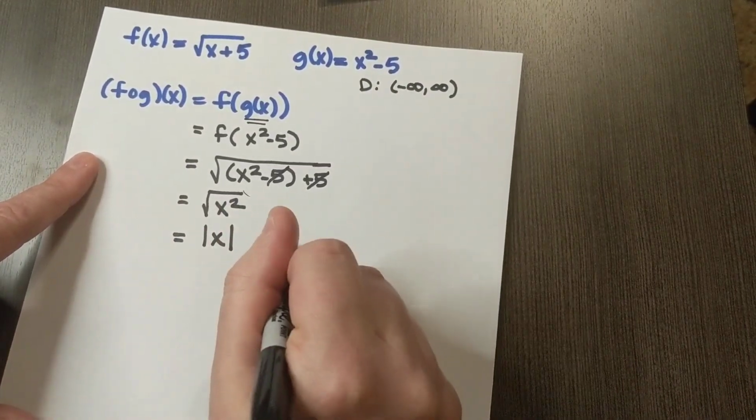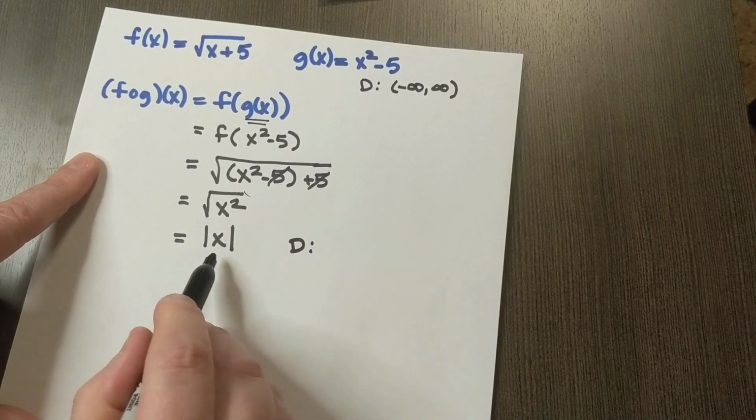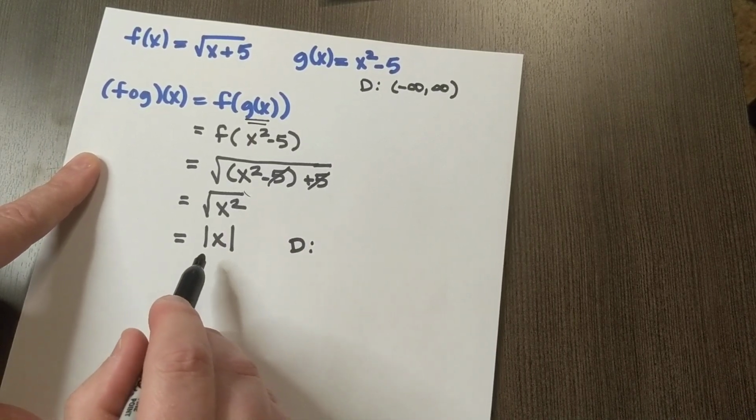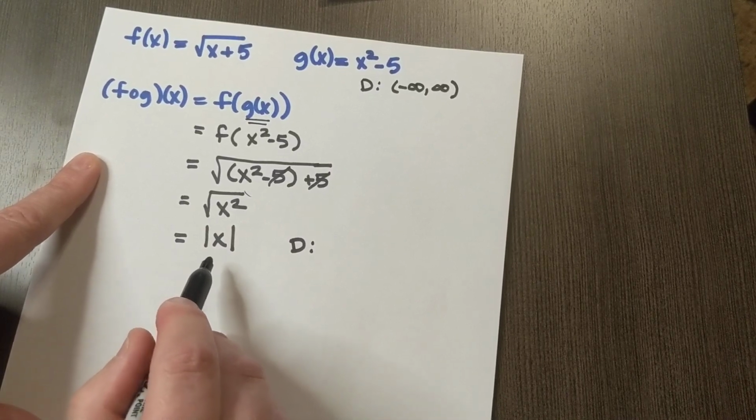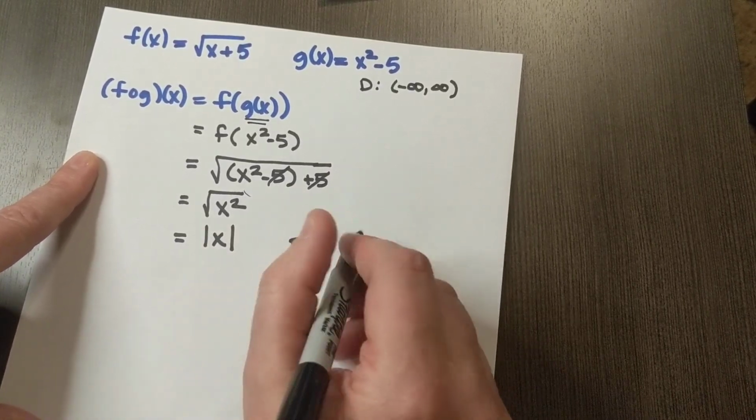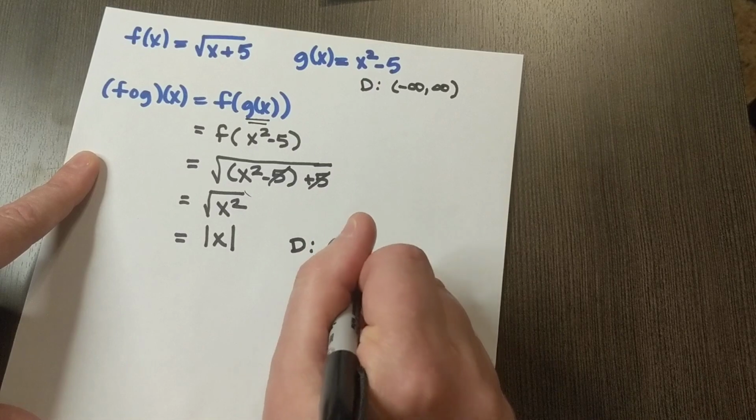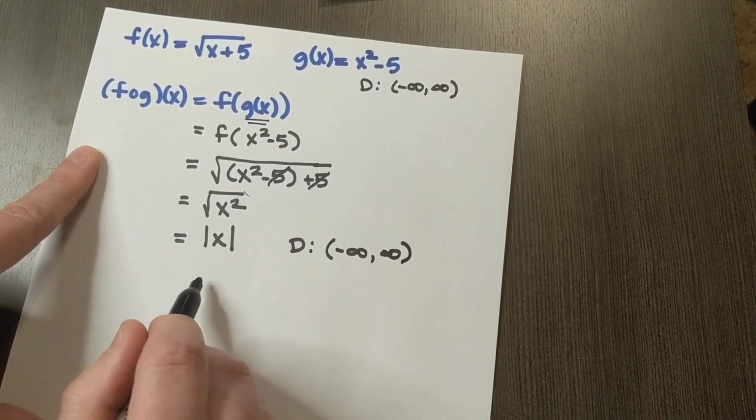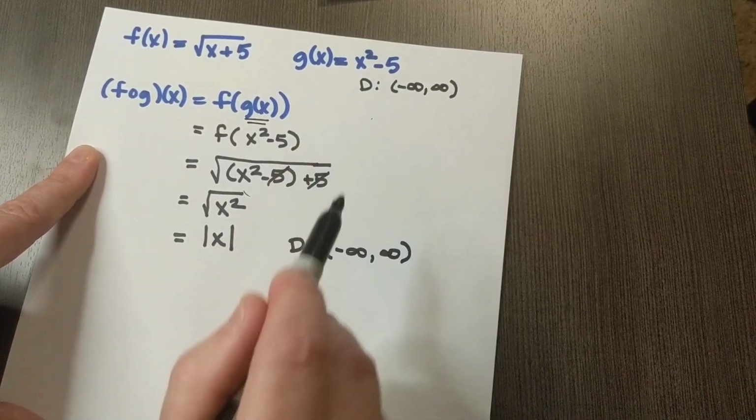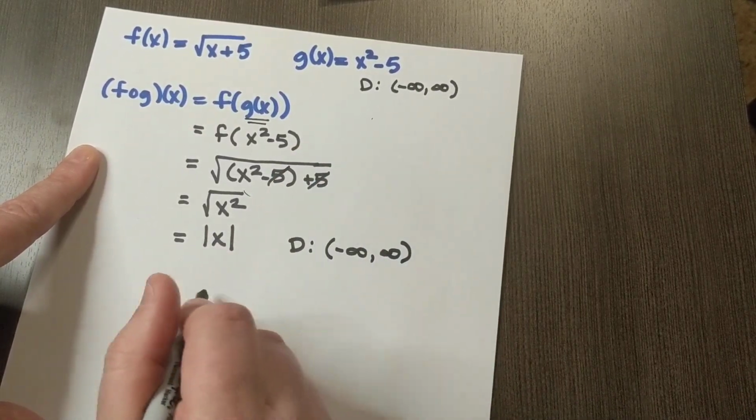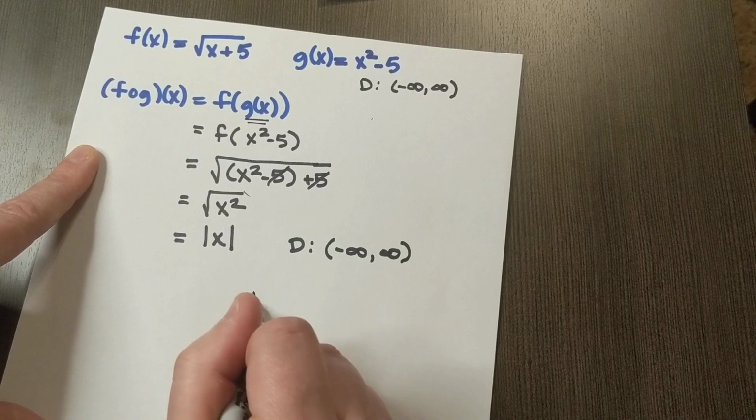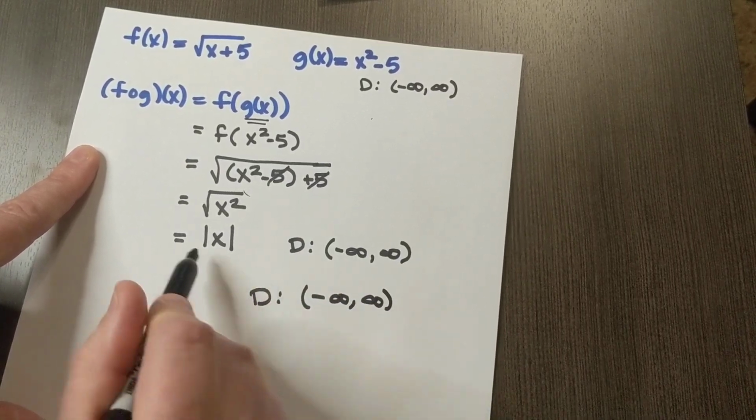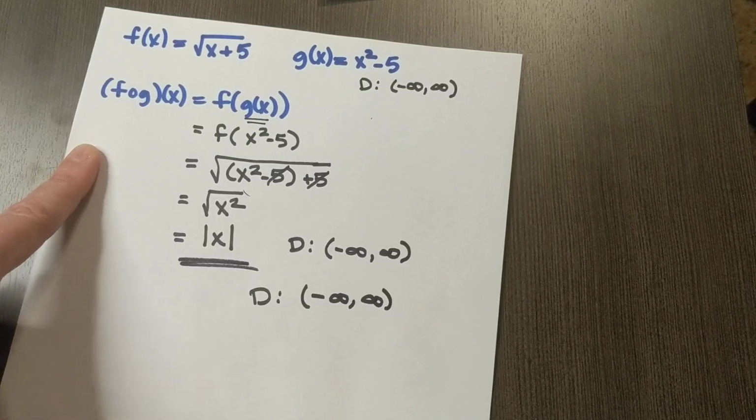Now, for the domain, we can plug in any value of x and still get an answer. So, like the absolute value of negative 2 is 2, the absolute value of 5 is 5, and so on. So the domain would be negative infinity to infinity for this composition. We combine the two domains, and everything works. So the total domain would be negative infinity to infinity for this composition.